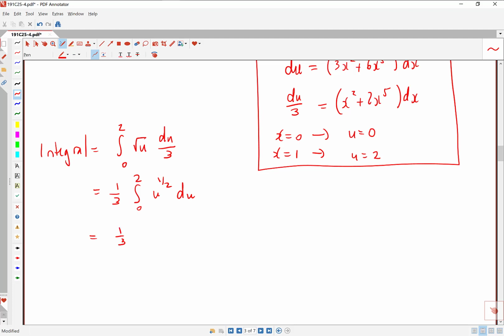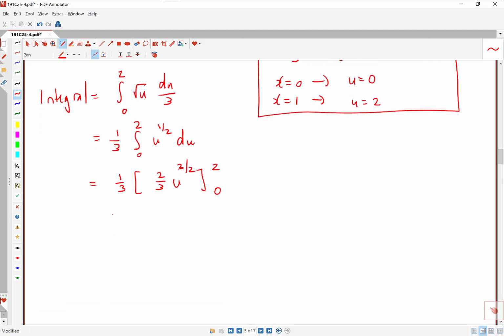So we'll keep our 1/3 out in front, and let's find an antiderivative. We're going to bump up the power and divide by the new power, so that's like multiplying by the reciprocal of the fraction. And remember, we don't need a plus c because we're doing a definite integral. We will evaluate at our u values, which are 2 and 0.